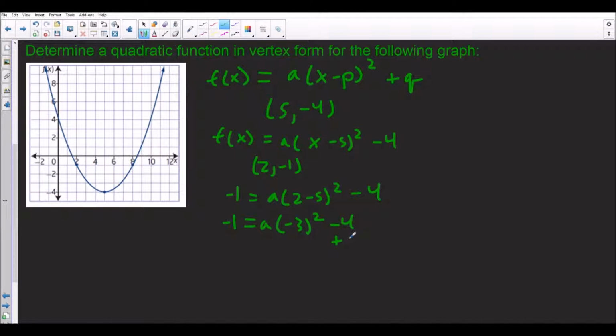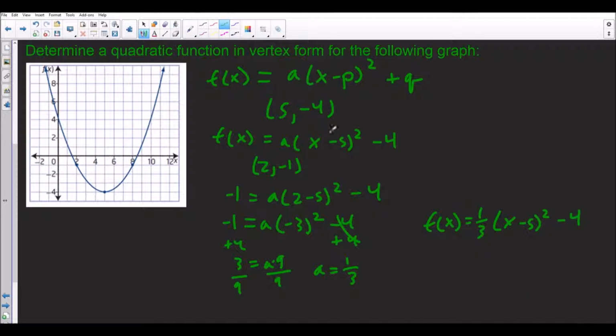Let's move the 4 to the other side. So we end up with 3 is equal to A, and negative 3 squared is just 9. A times 9. So if we divide by 9, we get A is equal to 1/3. So then our final formula is just going to be f of x is equal to 1/3 times (x minus 5) squared minus 4. And that's our final answer.